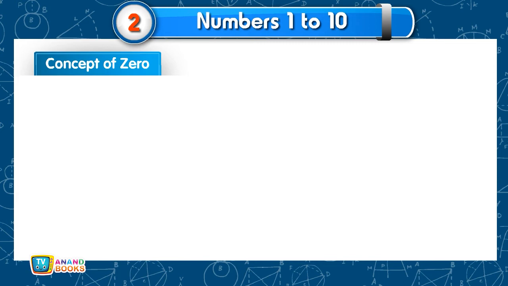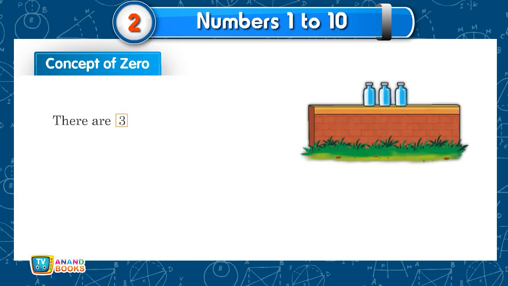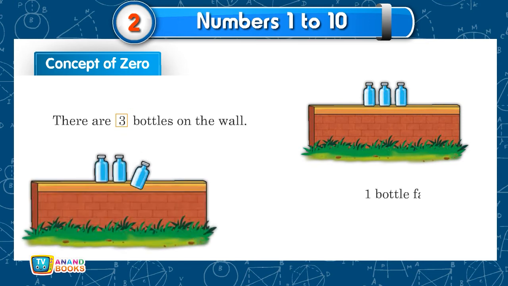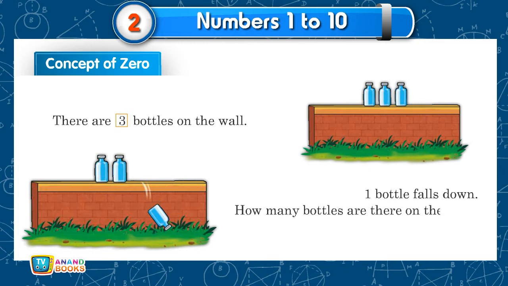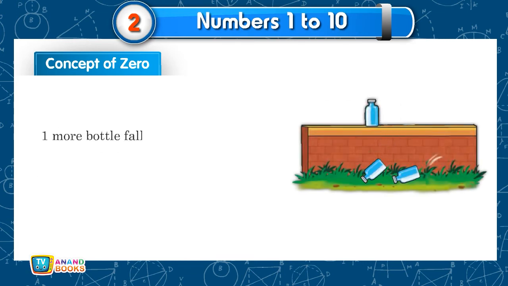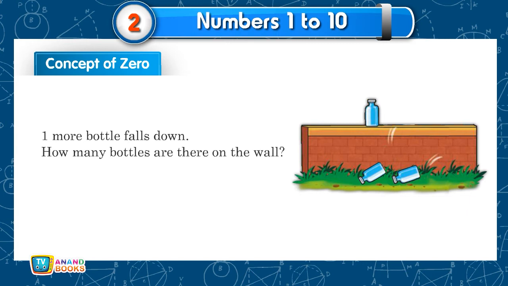Concept of zero. There are 3 bottles on the wall. 1 bottle falls down. How many bottles are there on the wall? There are 2 bottles on the wall. 1 more bottle falls down. How many bottles are there on the wall? There is 1 bottle on the wall.